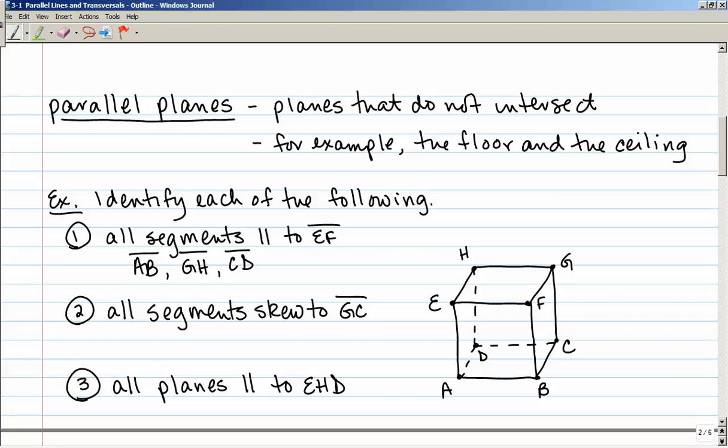Now how about all segments that are skew to GC? You might want to think of this as any segments that are not parallel to GC and that do not intersect GC. So one of those would be AB across the front here. Another would be AD across the back, the left side on the bottom. Another one is EH, which is directly above AD. And segment EF, which is directly above AB.